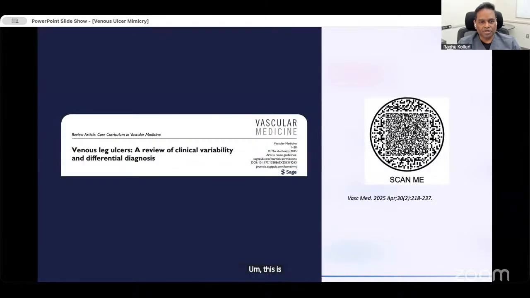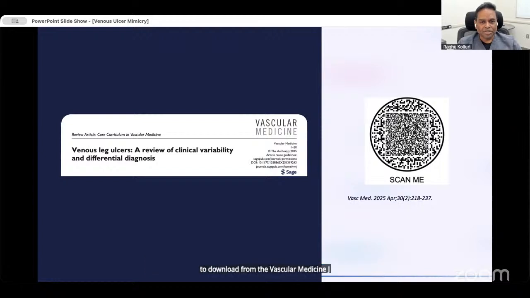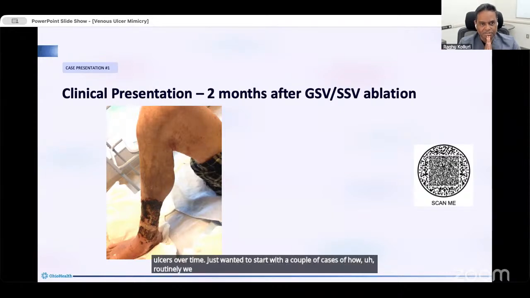This is the paper I was talking about. I'll put this QR code just in case, for a few slides here and there, in case you want to download it. It's free to download from the Vascular Medicine Journal. Again, it was almost 10 or 15 years in the making to collect all these ulcers over time. Just wanted to start with a couple of cases of how routinely we see these things.